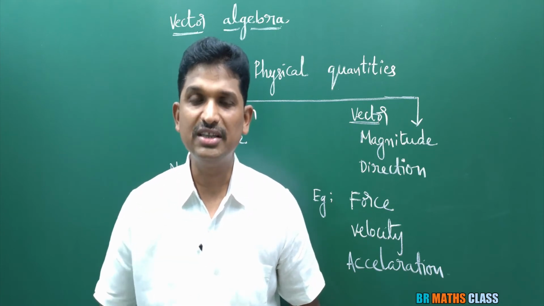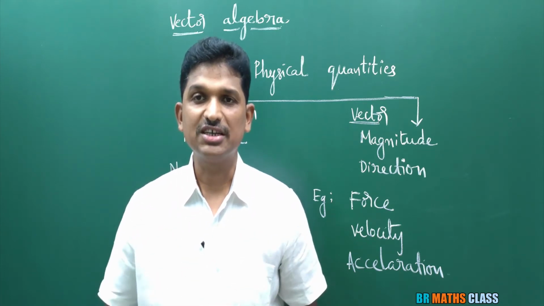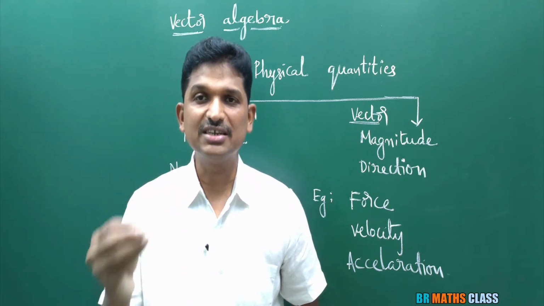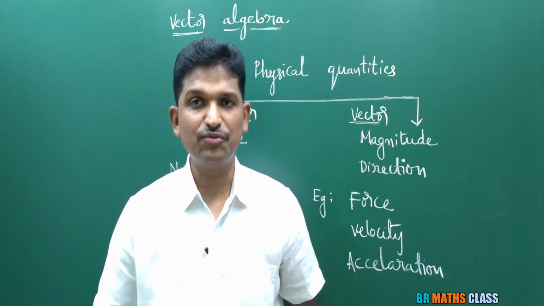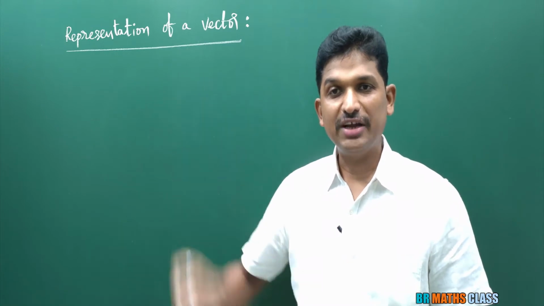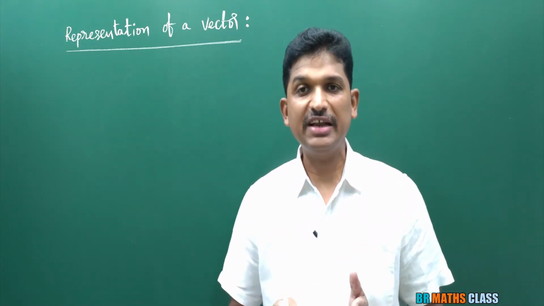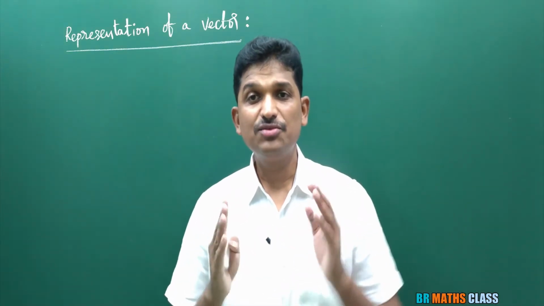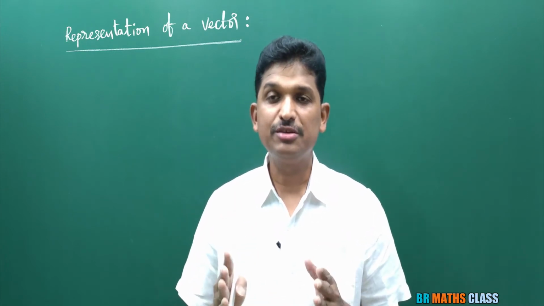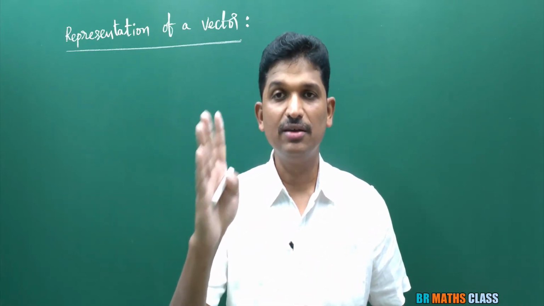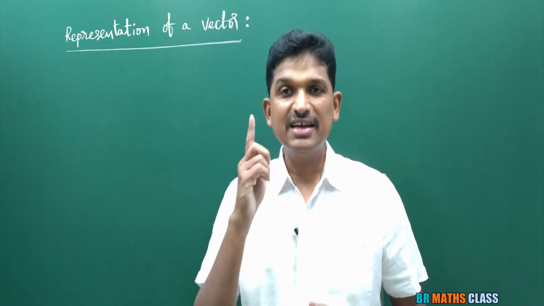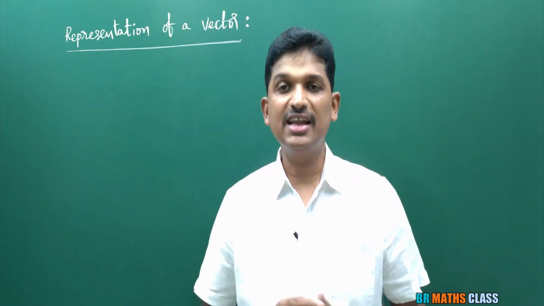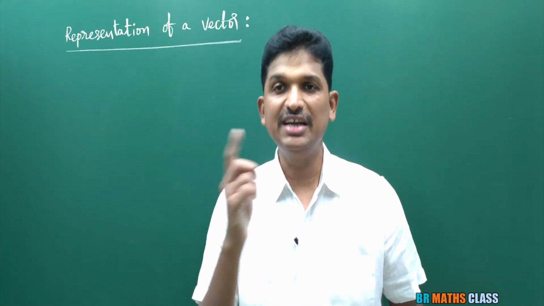Now the most important thing: representation of a vector. How do we represent a vector mathematically? This is very important, please listen carefully. I am going to explain this in 4 points. So point number 1: a vector is represented by a directed line segment with initial point and terminal point.